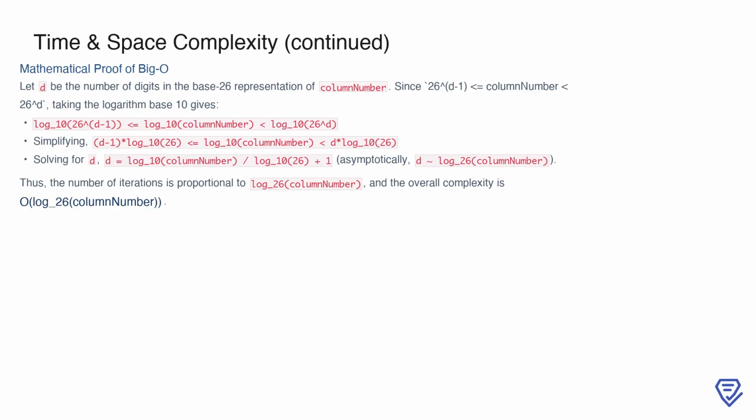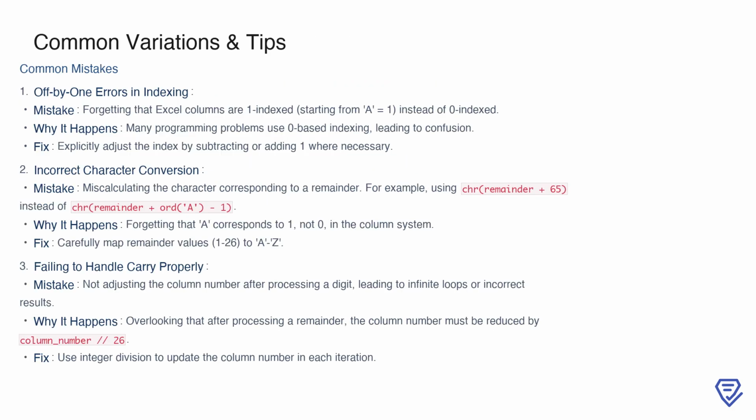This proof confirms that the logarithmic complexity aligns with the function's behavior, providing an efficient solution for the problem. When solving this problem, there are a few common mistakes to watch out for. First, off-by-one errors in indexing are a frequent issue. Remember, Excel columns are one-indexed, meaning column A corresponds to 1 instead of 0.